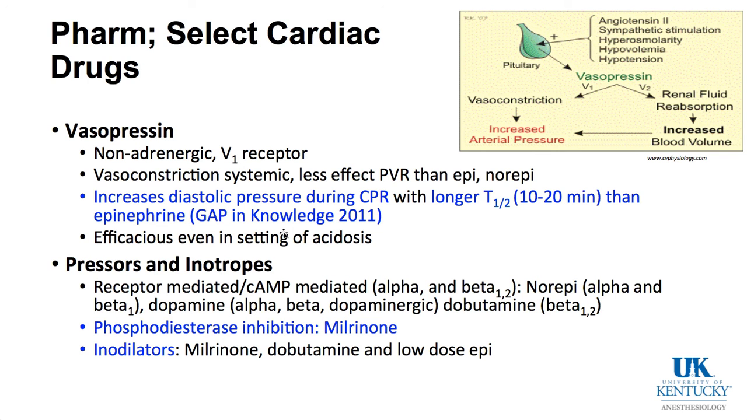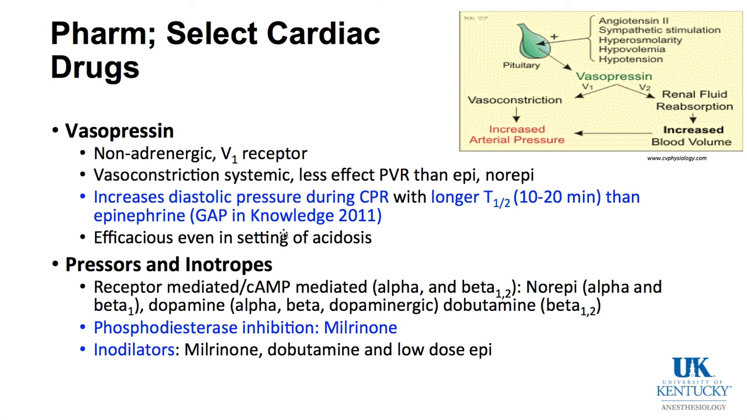Now, vasopressin has a longer half-life than epinephrine, and you can give vasopressin and 20 minutes go by as you're doing CPR. Epinephrine you need to repeat every 3 to 5 minutes because catechol-O-methyltransferase is chewing it up in the patient. And vasopressin tends to be more efficacious in the setting of acidosis than the catecholamine epinephrine.